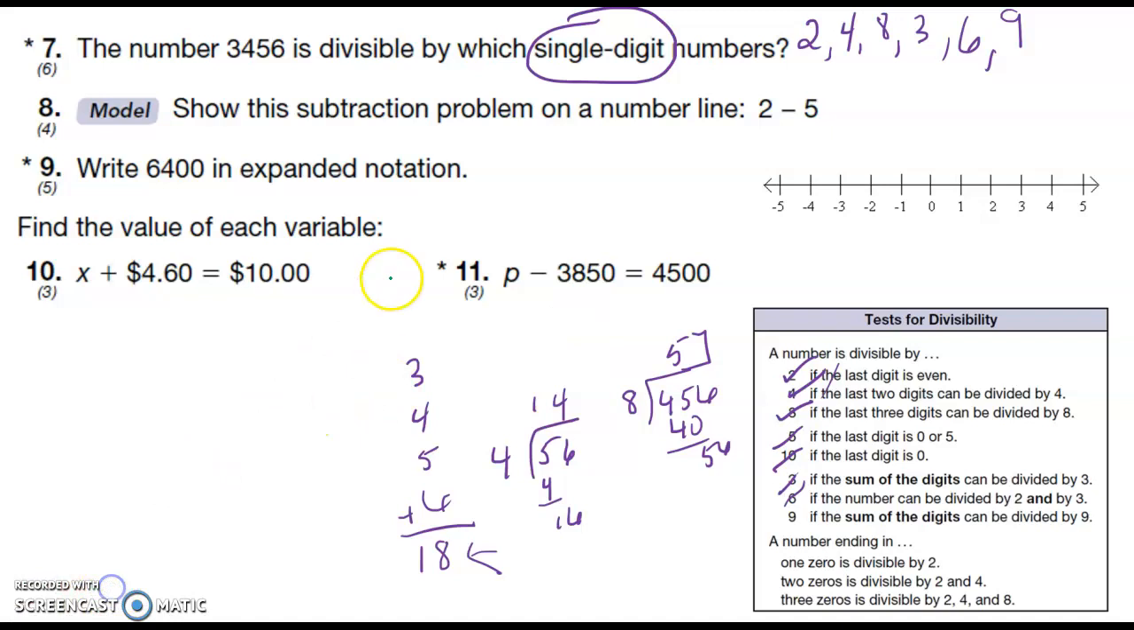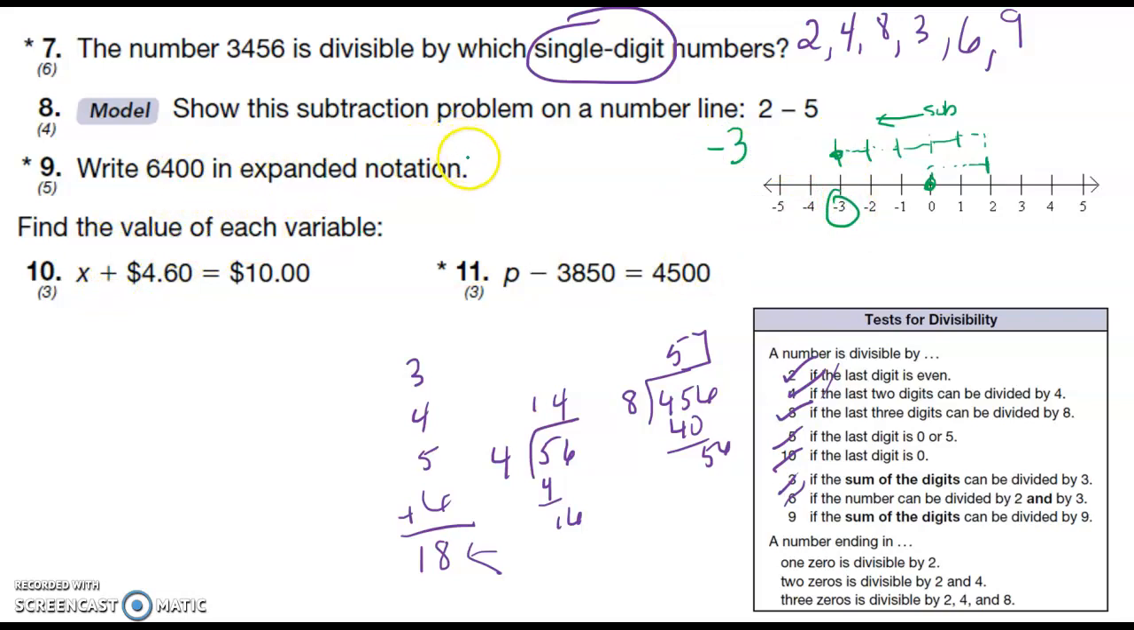Let me change my colors. Number 8 is not starred, but I'm going to go ahead and show it anyway, because I probably won't require you to do it since it's on the number line. So we start at 0, and we go to 2, and then it's subtracting 5. So subtraction goes left. So we have 1, 2, 3, 4, 5. So my answer is -3.